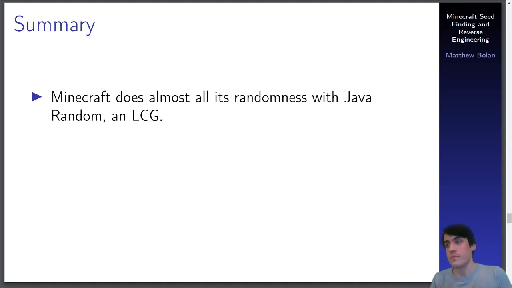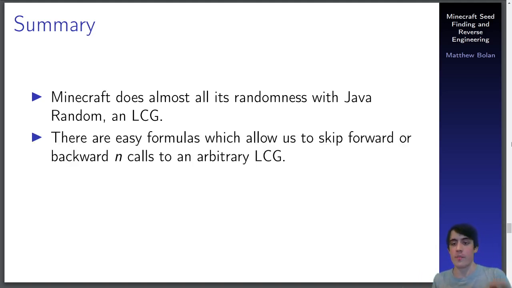Okay, so Minecraft does all of its randomness with JavaRandom, which is a linear congruential generator. There are these easy to compute formulas, perhaps not obviously true, but easy to compute, which allow us to skip forward or backwards n calls in an arbitrary linear congruential generator. So regardless of the constants of the linear congruential generator, we can plug them into the formulas we just derived, and we now know a way to skip forward or backwards an arbitrary number of calls in one multiplication, one addition.